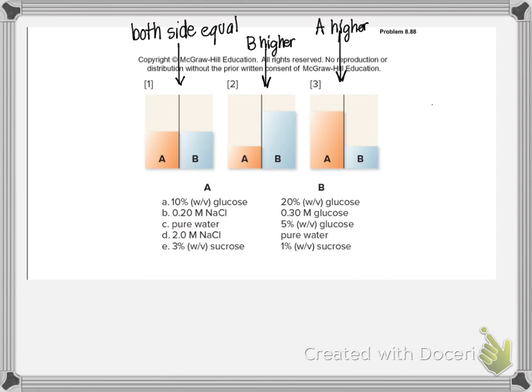So the first one, side A. First I look here, they're both glucose, so then I can just look at the concentration, and I have a 10 weight percent and 20. So it's going to flow from the lower to the higher. So it's going to flow to B. So B rises, and this is number 2 up here. That's what I'm talking about when I say number 2. It's illustration number 2. B is rising.